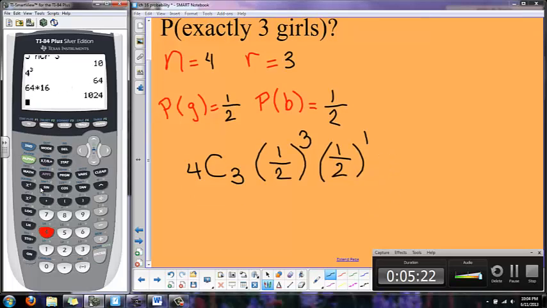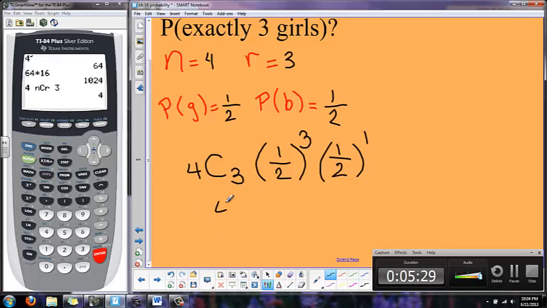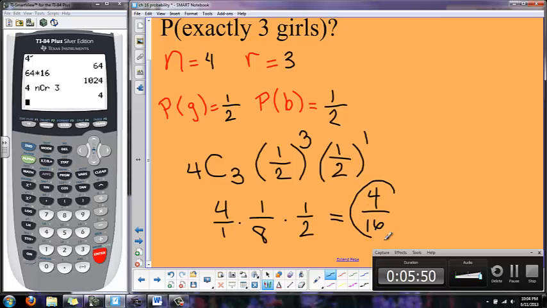Over here on my calculator, I can now simplify everything. 4 choose 3 gives me 4, so 4 over 1. 1 to the 3rd power is 1. 2 to the 3rd power is 8. And then anything raised to the 1st power is just itself. So here we go. The probability that I get exactly 3 girls if I have 4 kids is 4 out of 16. Okie dokie. Which is pretty cool.